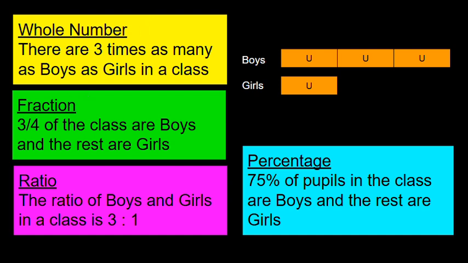And of course, the last part is percentage. So 75% of the people in the class are boys and the rest are girls. So when it's 75%, we are talking about 3/4, because 75 divided by 100, you can simplify and it becomes 3/4. So it ends up also the same picture.